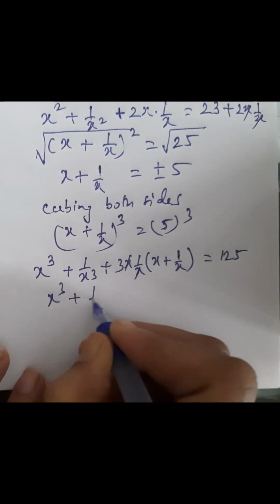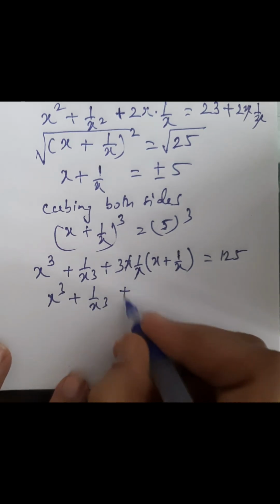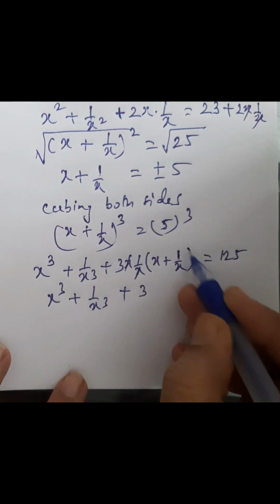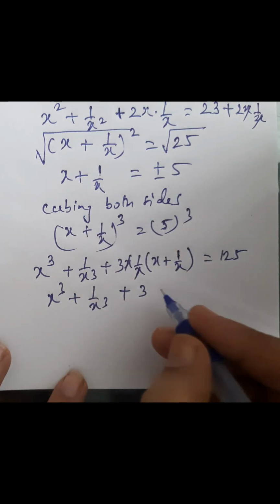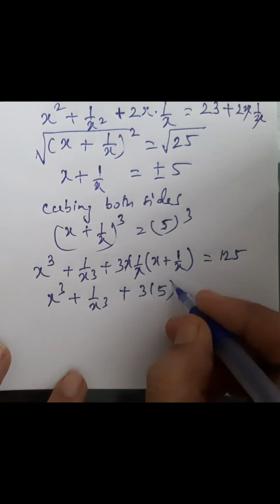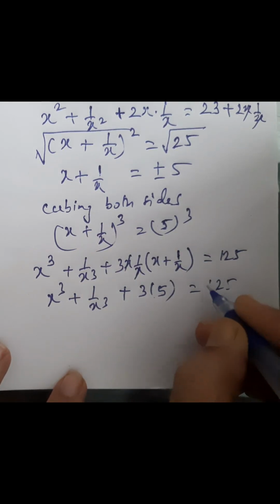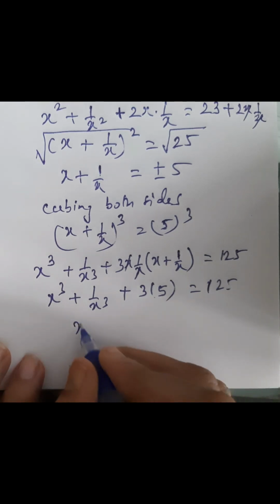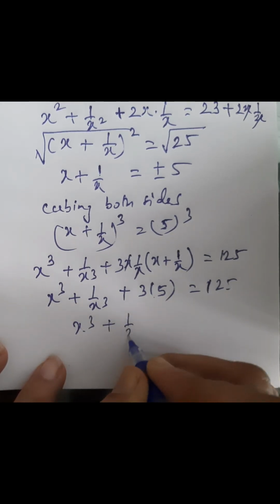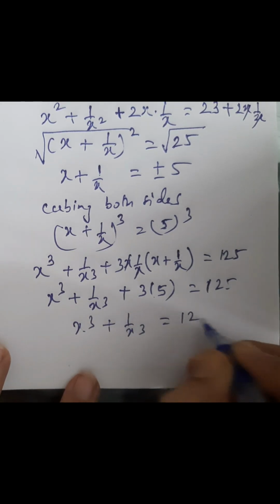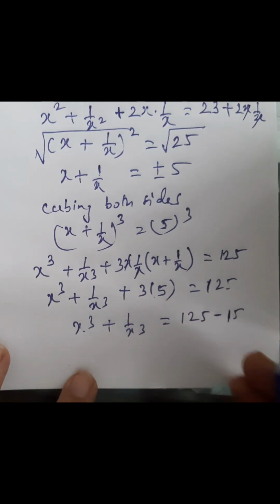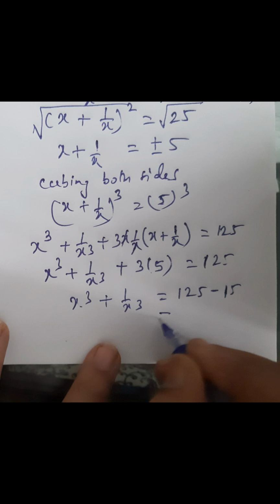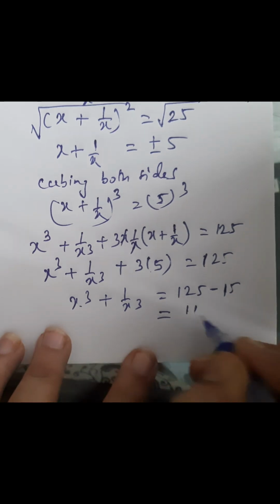We need to calculate the value of x cube plus 1 by x cube, so leave that. Put the value of x plus 1 by x. It's given, we calculated it as 5, so replace it with 5. Thus x cube plus 1 by x cube is 125 minus 15. Shifting this 15 towards the right, the final answer is 110.